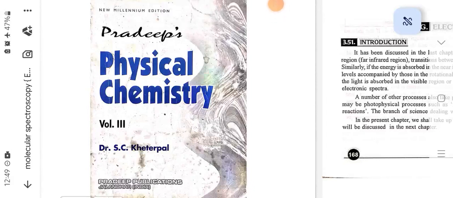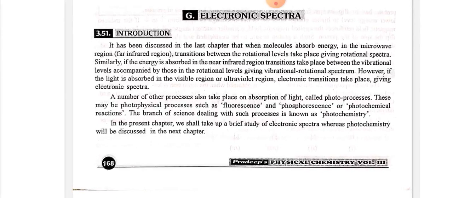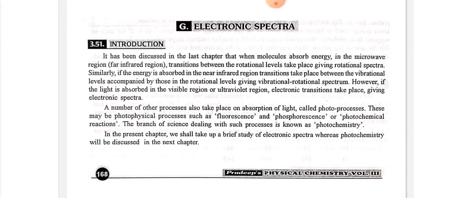Today, I, Naveen Garg from BSc Chemistry Honors final year, am going to read a chapter for visually impaired students from the book Pradeep, Physical Chemistry, Volume 3, by Dr. K.S. Kheterpal. The chapter is Molecular Spectroscopy and the section is Electronic Spectra.